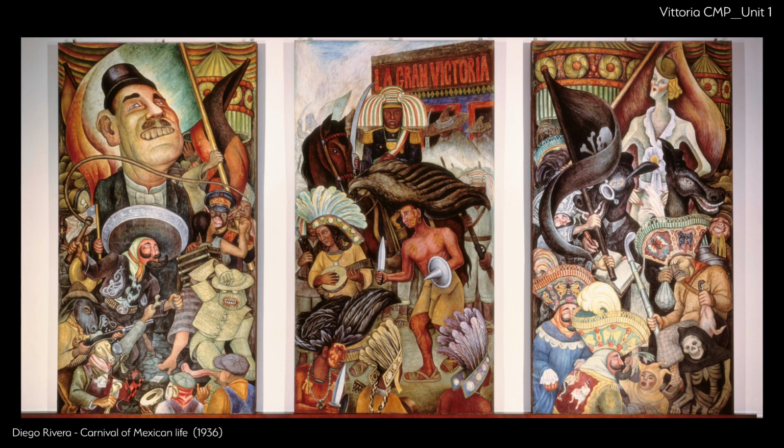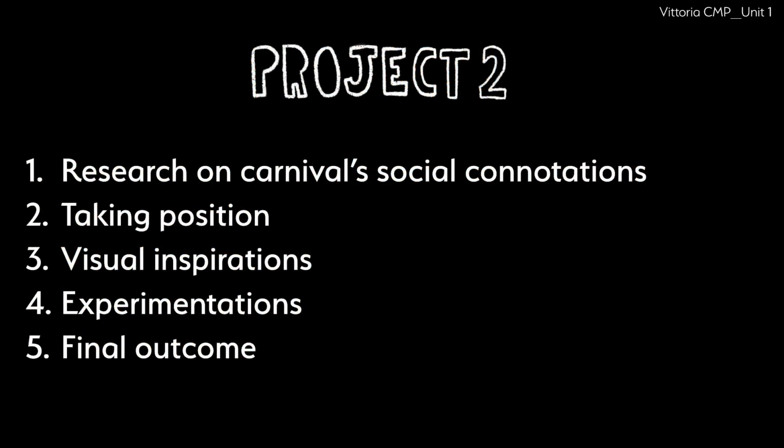Another relevant work is Carnival of Mexican Life by artist Diego Rivera, which is an allegorical painting on Mexico's social and political struggle. I think the term carnival in the title is significant because it is used as a way to ridicule the dictator in the first panel, as well as describing the variety of Mexican society. I found this social and political aspect quite interesting because it is not a usual topic when you think about carnival, so I decided to explore it more for my project too.